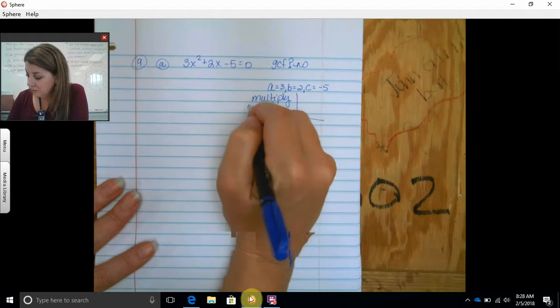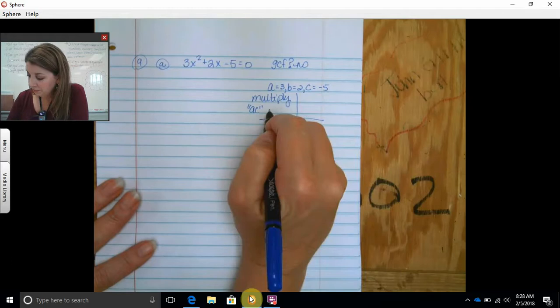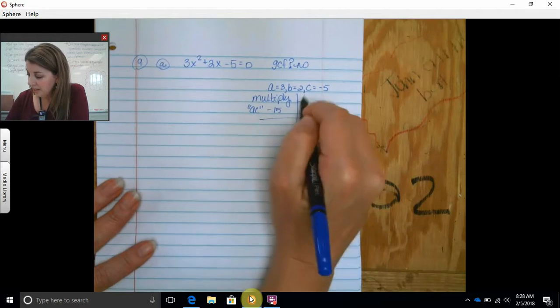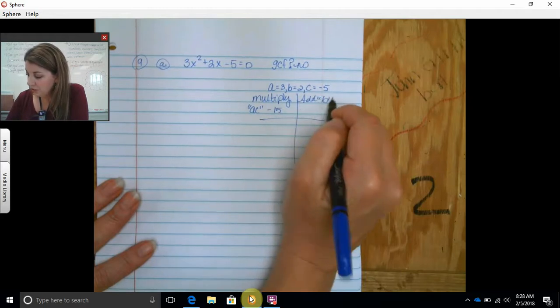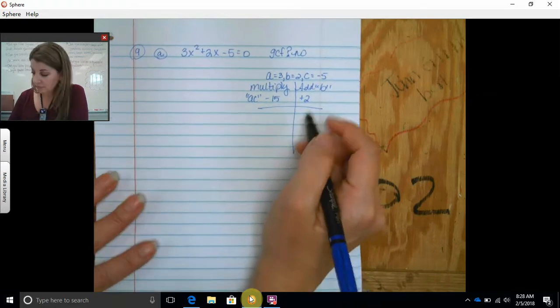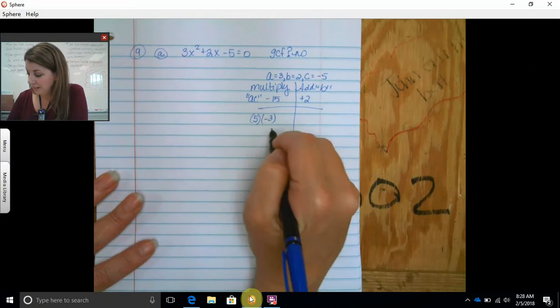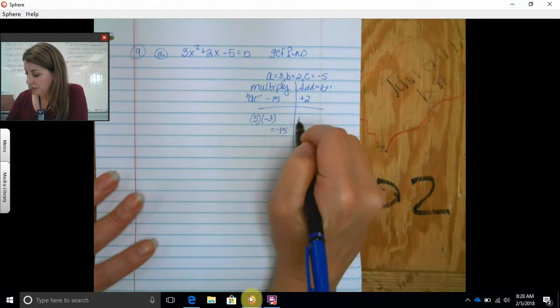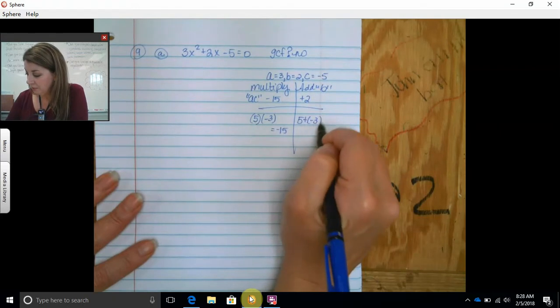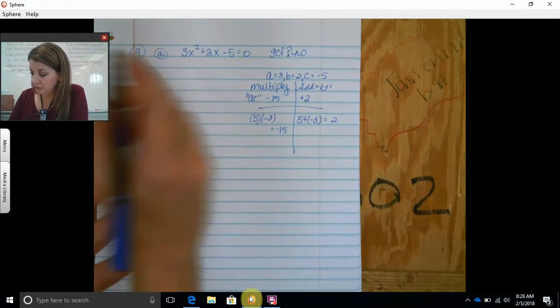I need two numbers that multiply together to get A times C. What is A times C? And add to get B, which is +2. What you got? +5 and -3 is -15. What's 5 plus -3? 2. So my numbers work, my signs work, I'm good to go.